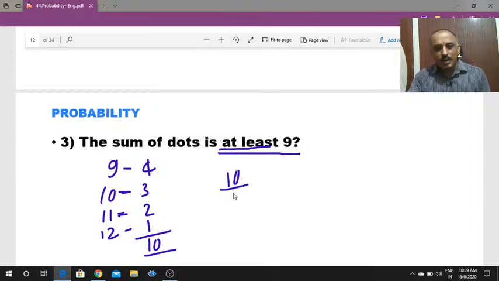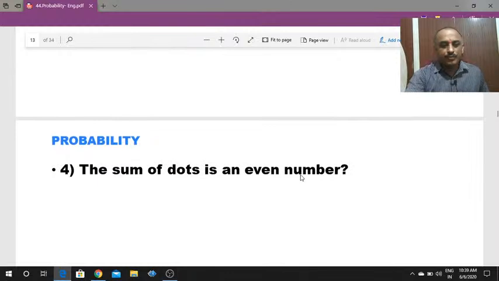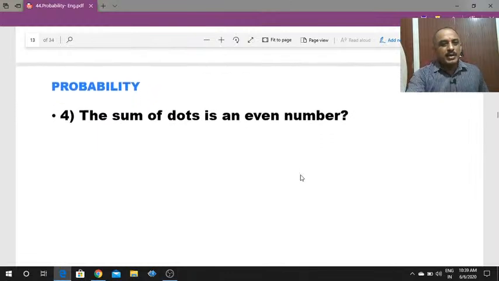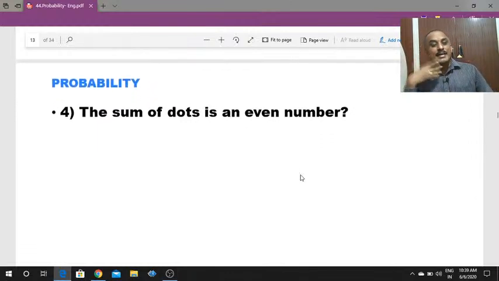So 10 by 36. Both the numbers are exactly divisible by 2. 2 fives are 10, 2 eighteens are 36. Then what is your answer? 5 by 18. Next one, the sum of dots is an even number.